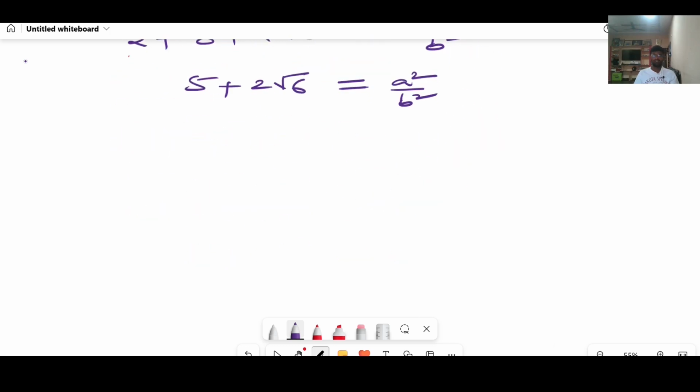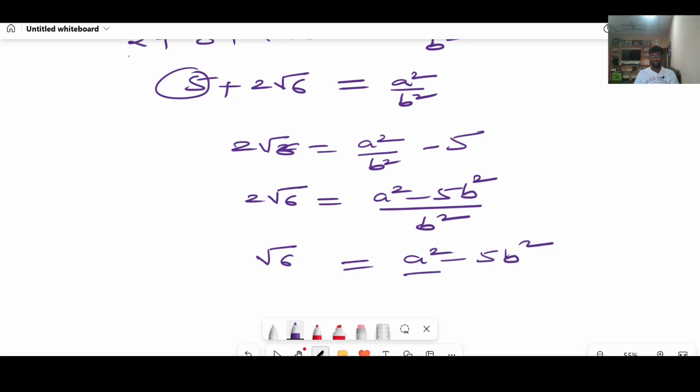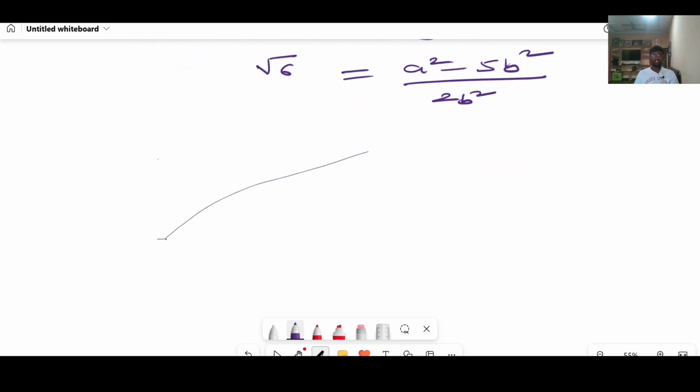I will keep the irrational number on one side and the rational number on the other side. Now 2 root 6 equals a square by b square minus 5. Transpose this 5 to that side, that will become minus 5. And 2 root 6 equals a square minus 5b square by b square, if you take the LCM for the denominators and convert to like fractions, you will get this value. And then again I will transpose this 2 to the other side: a square minus 5b square by 2b square.